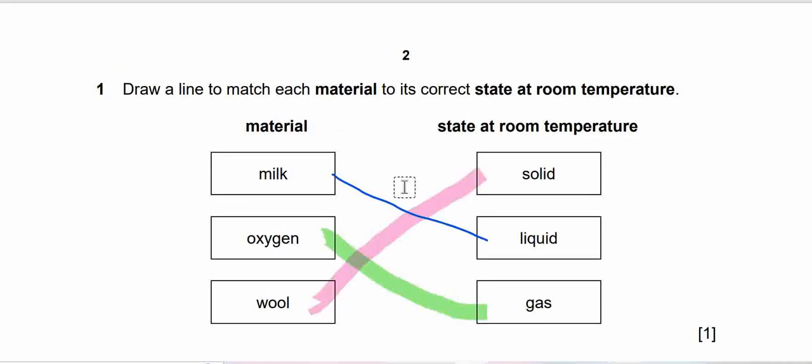Let's open up the answer, guys. Here we go. We have milk, liquid; wool, solid; and oxygen is gas. Let's move on to question 2.